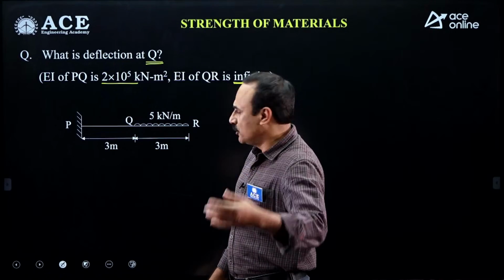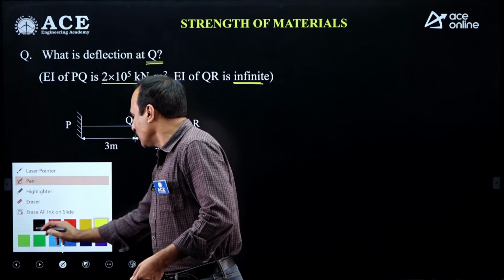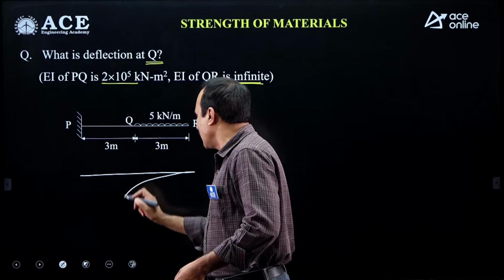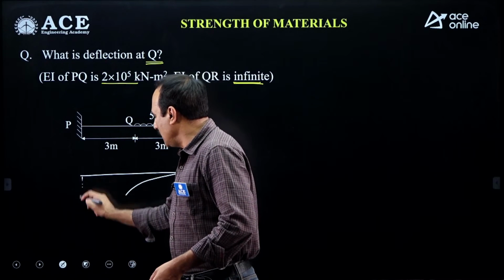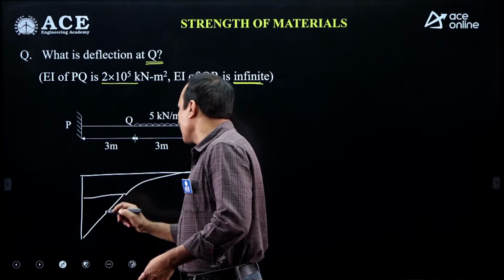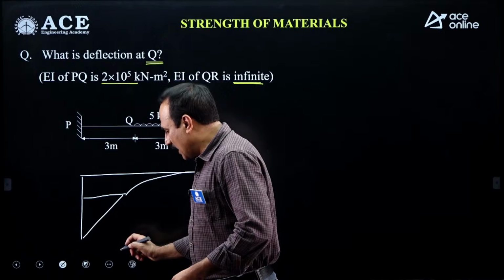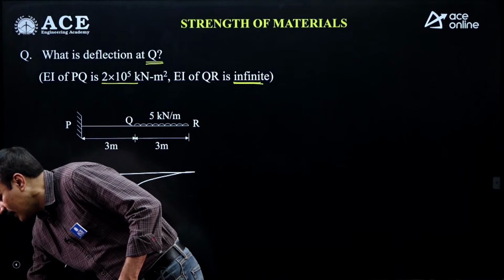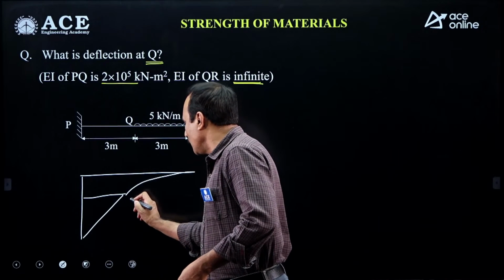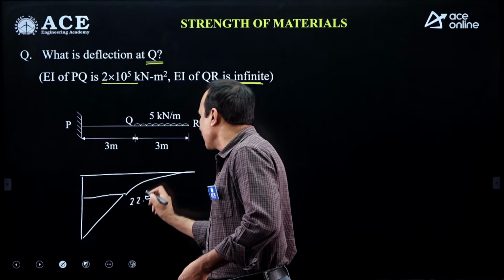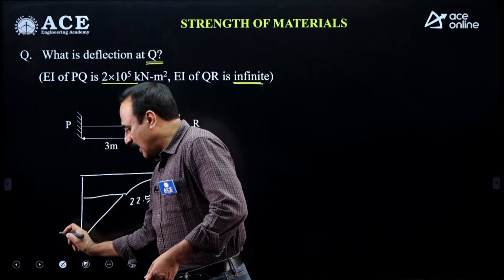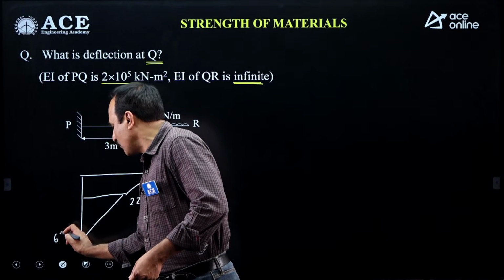Better you use the conjugate beam method. If you use the conjugate beam method, the bending moment diagram will be, in the zone where the UDL is there, parabolic and then linear. This is the bending moment diagram, and I am taking the values directly: 22.5, which is 5 into 3 into 3 by 2, and here the bending moment is 67.5.